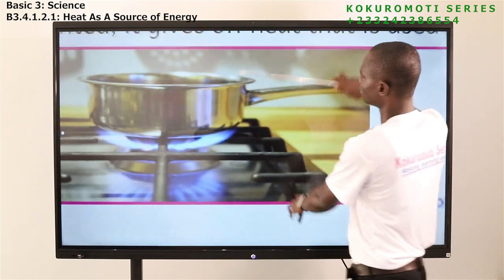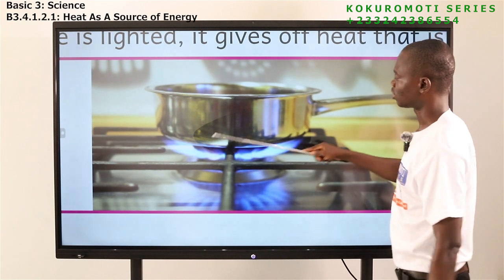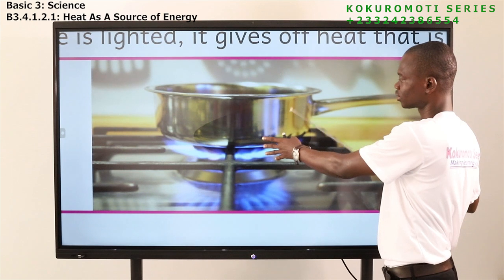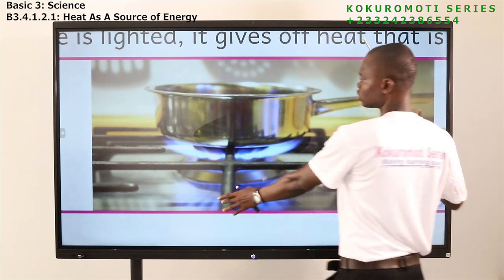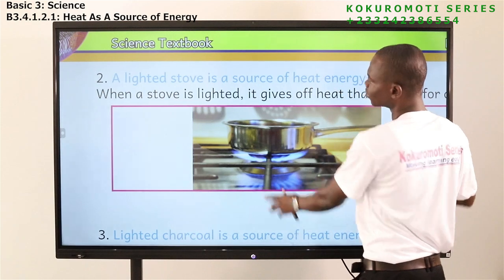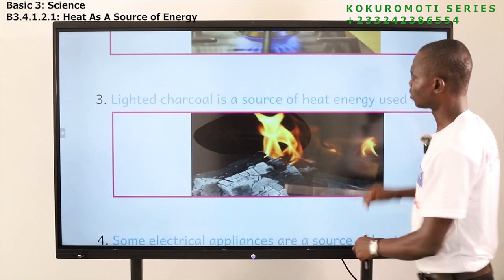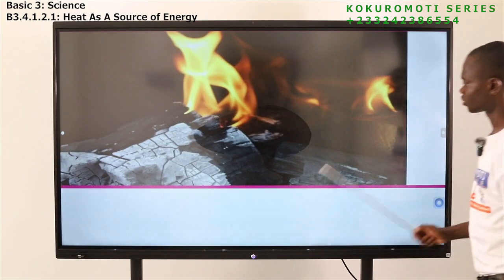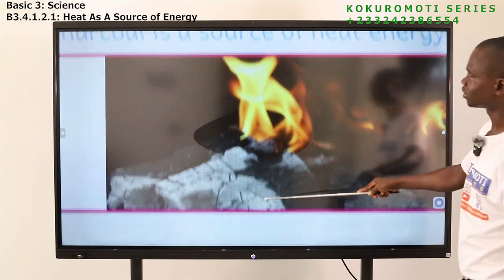So this one, you see, it is the heat energy from the fire of the cooking stove that is being used by people to cook their own food. So that is that. The next one is this. Look at the picture and tell me what the picture is. Yes, I can see charcoal here. The charcoal is burning.